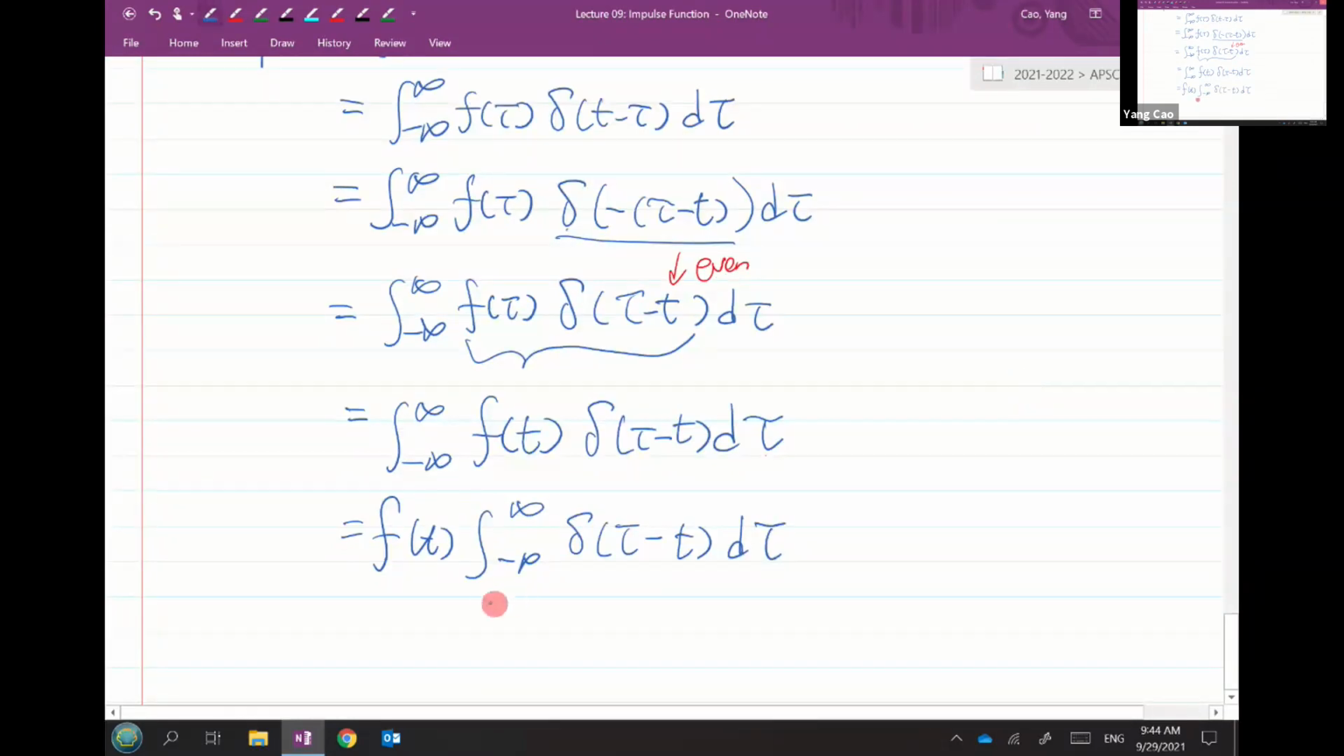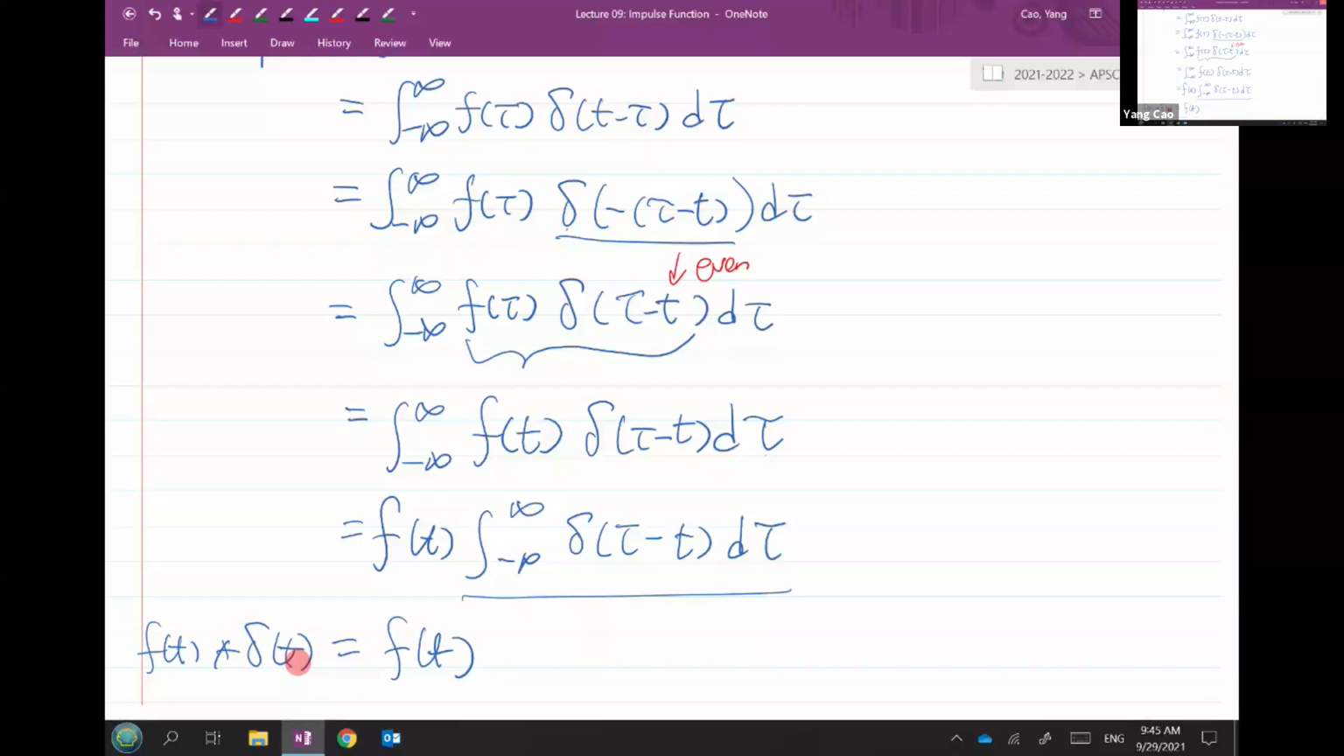And finally, what is the value of this delta function when you integrate from negative infinity to infinity? 1, exactly, right? Because negative infinity to positive infinity includes that delta function, it doesn't matter where it is. So this is equal to 1, so then you end up with just f of t. All right, so this property means if you convolve an arbitrary function with an impulse function, then you end up doing nothing. You end up getting back the function f of t.